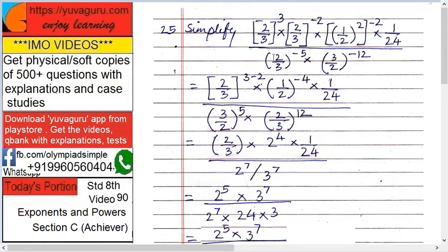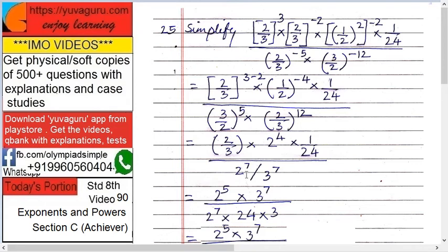Upon. Now 2/3 will become 3/2. Why? Because we want to make this minus 5 as plus 5. So (3/2)^5 into, now this will again get reversed, (2/3)^12, right? That's why this minus becomes plus. Okay. Next, (2/3)^(3-2) is 1 as it is, then 2/3. Then here 1/2 becomes 2/1, that is 2, and raised to 4 because minus 4 becomes plus 4, into 1/24.